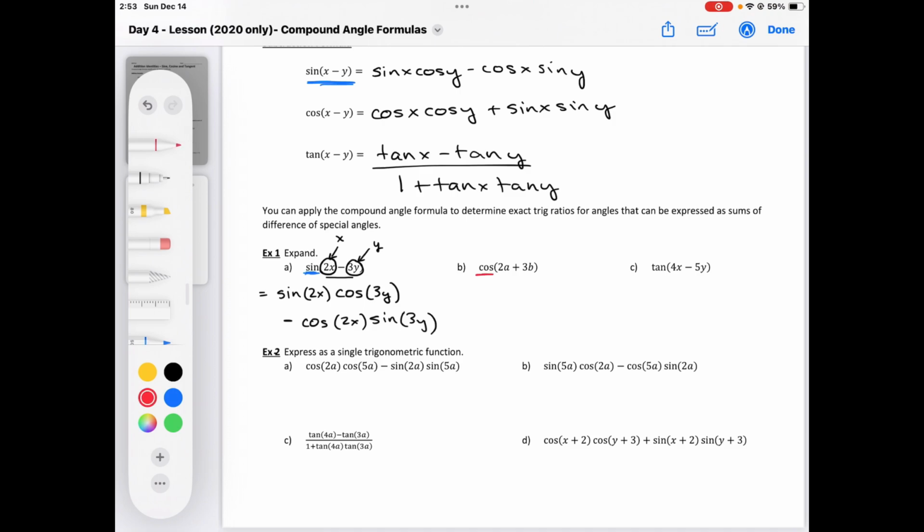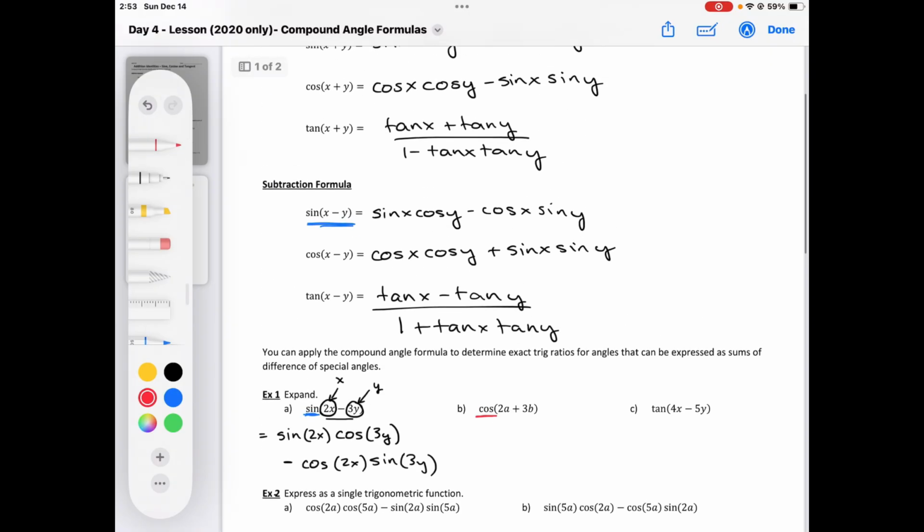Second identity that we're expanding is with cosine, which means that we're using this one up here, cos x plus y. So my first term, again, this is my x. My second term, this is my y. So when I expand this, I have cosine of 2a, which is my x, times the cosine of 3b. And then I'm going to take away the sine of x, which is 2a, times the sine of y, which is 3b. The last one is the tan version.